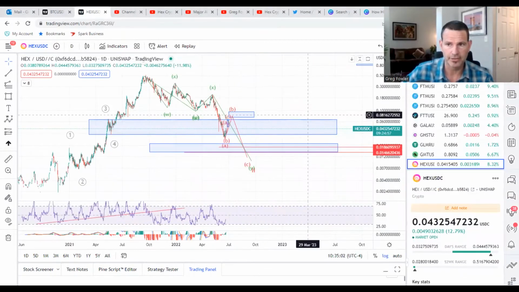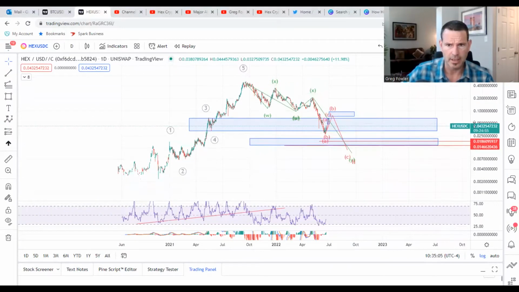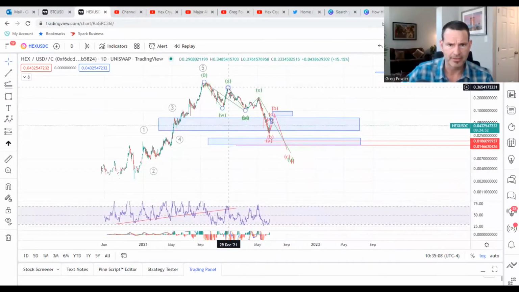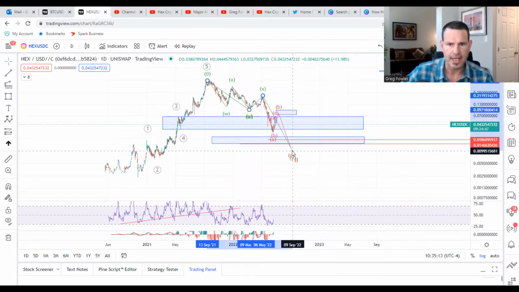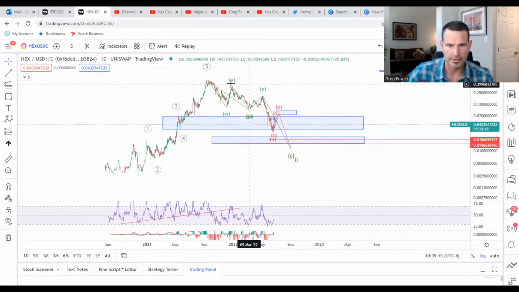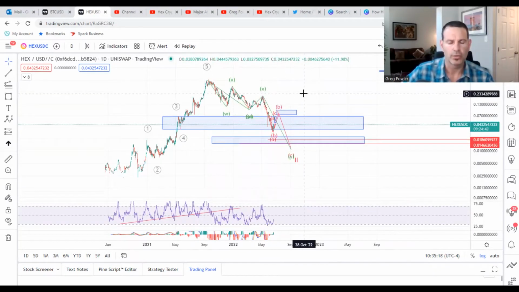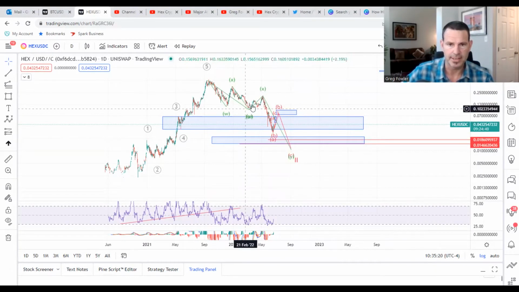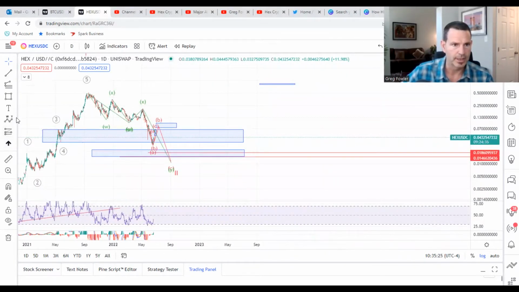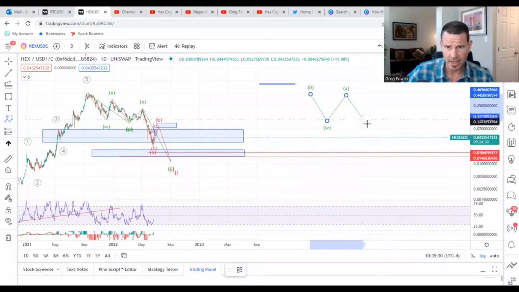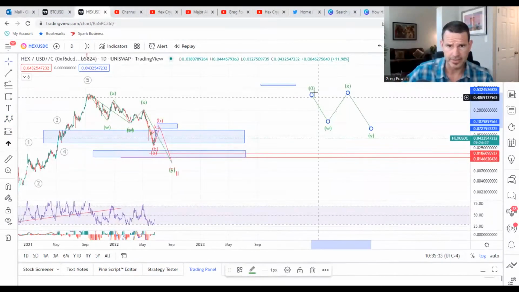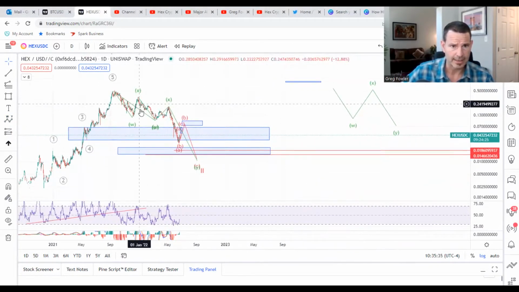And I'm going to show you guys what HEX is doing. Okay, if you can see, HEX actually made a pattern right here, and it's called a double three. It's not a double zigzag. So you can see over here, it's a zigzag. In this scenario with the WXY move, I made a previous video about this, and you have a WXY like this. If you take a look at HEX, that's the actual WXY.